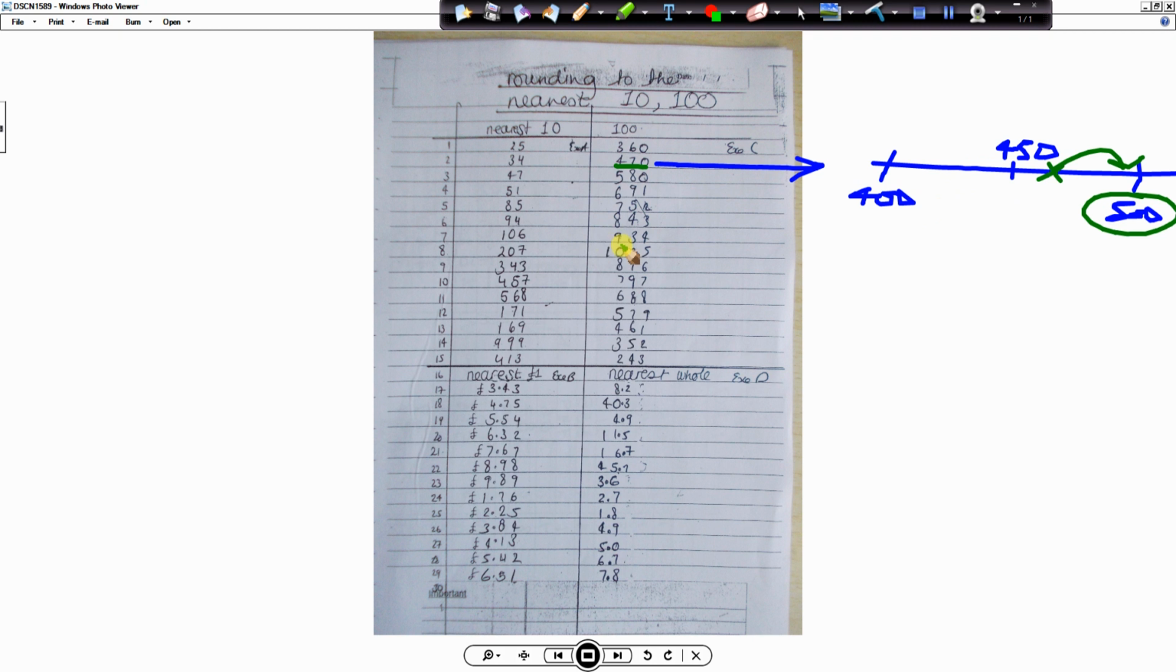Let's pick another number. We got 934. Let's look at another technique of how we look at it. So 934.